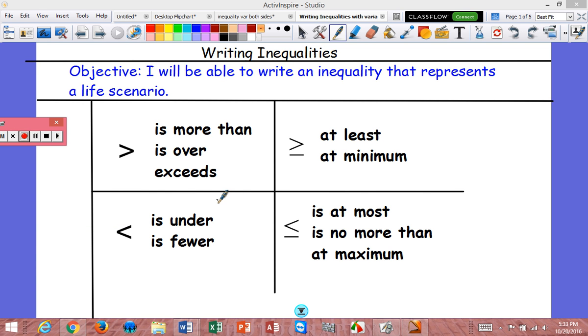Hey everyone. Alright, today's video is going to be over how to write inequalities. So your objective: I will be able to write an inequality that represents a life scenario.